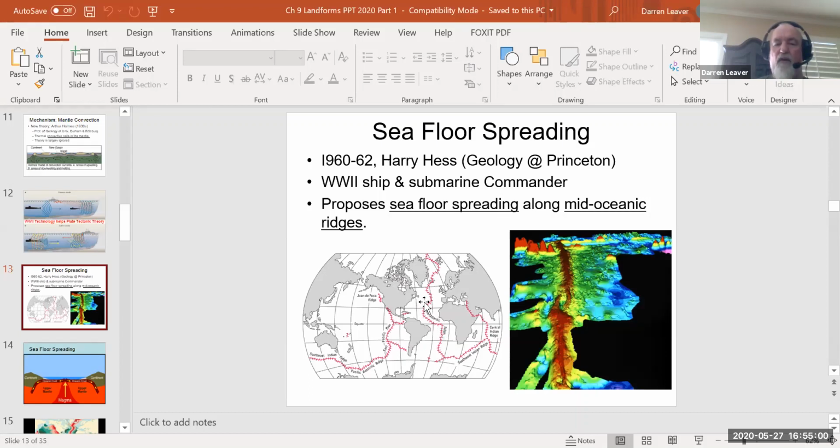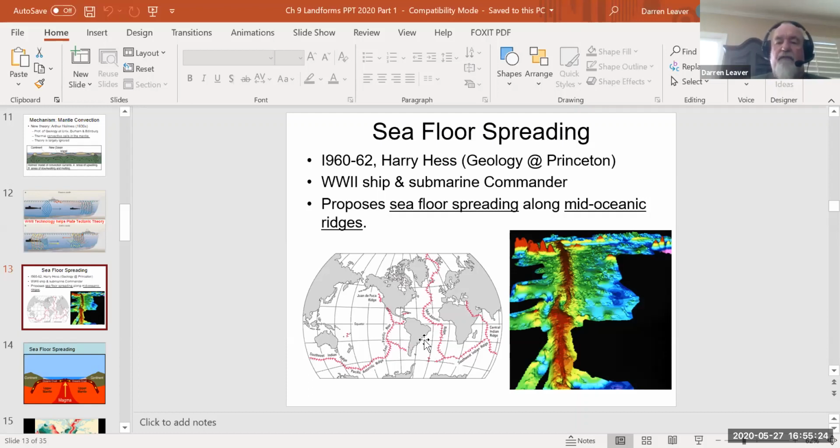We call those mid-ocean ridges. This one's in the Atlantic, so we call that the Mid-Atlantic Ridge. We also have one in the Indian Ocean, and we have one in the Pacific Ocean. In the Pacific, though, it's sort of towards the eastern half of the Pacific, so we call that the East Pacific Rise. The Atlantic one, being the youngest, is actually the most interesting because it matches the coastlines here.